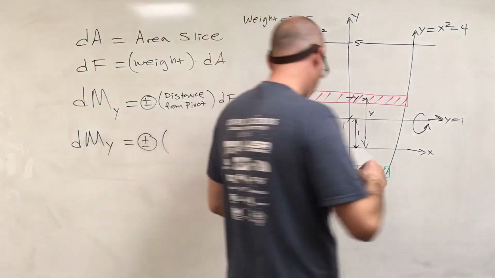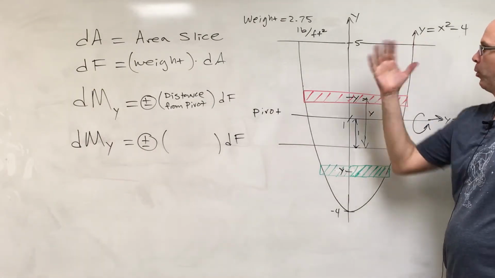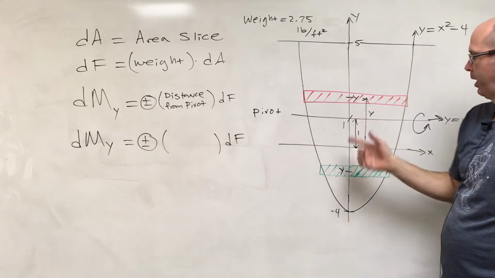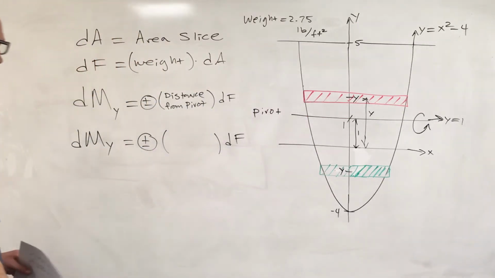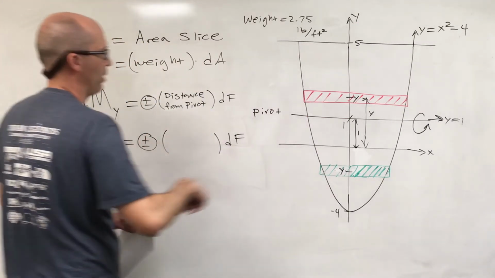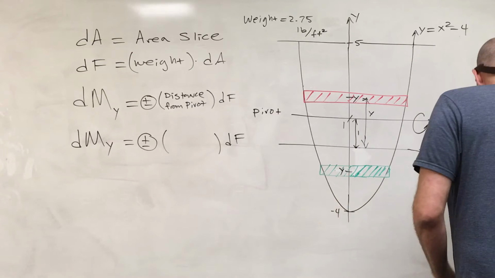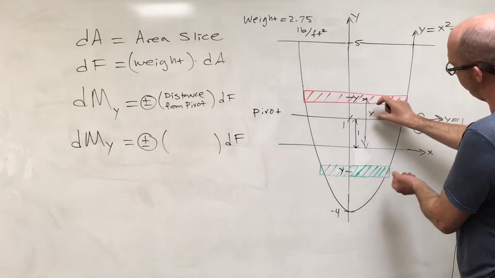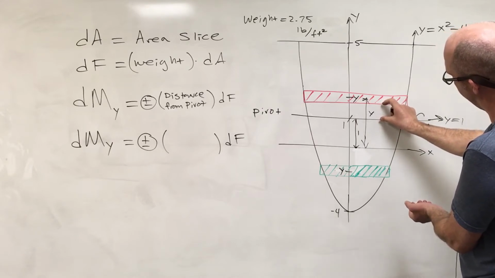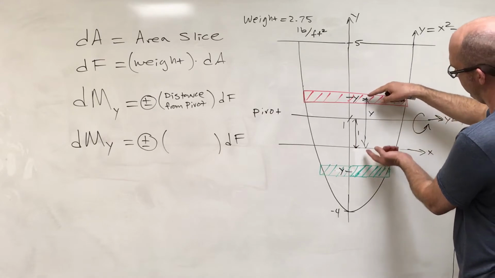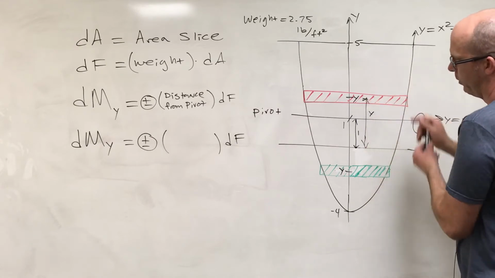Remember that for whatever reason we chose in this problem, positive is when the top rotates out of the board and the bottom rotates into the board. All right, so the distance from the pivot. Here y sits there, and the distance from the pivot, this little bit right here, is a distance of y take away 1. So y minus 1.